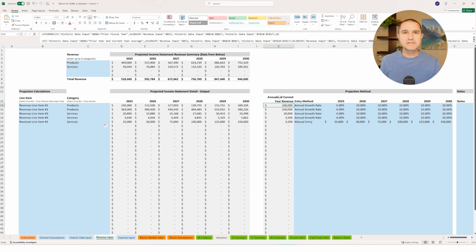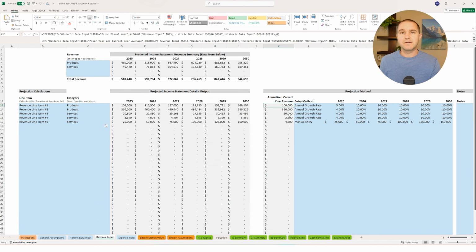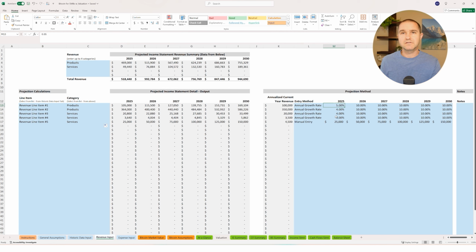Okay, from there, this is where you're going to get that baseline. So this is annualizing the current year revenue. This gray column here is your baseline. And this is where we annualized, because we selected from here, we annualized the current year. So for each revenue line item, it is annualizing the current year to create a baseline. And then you get to set your projection methods going forward.